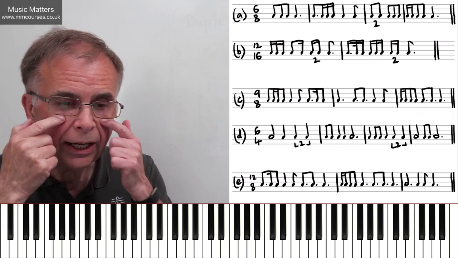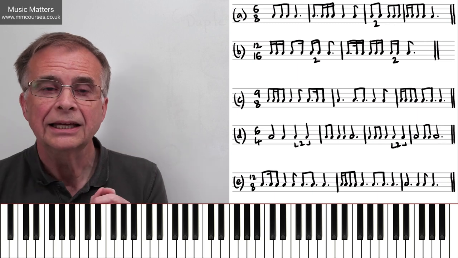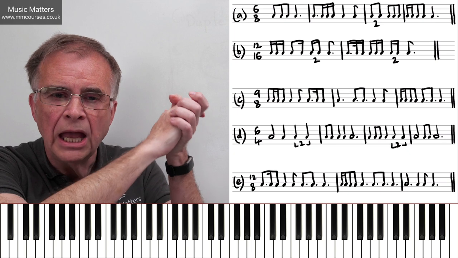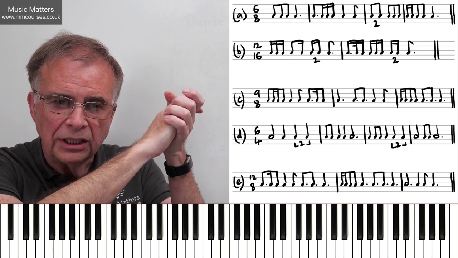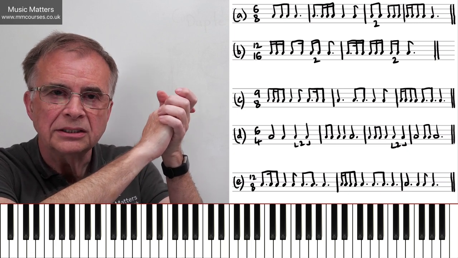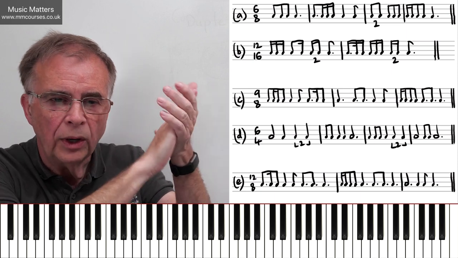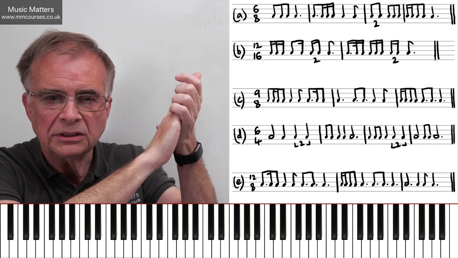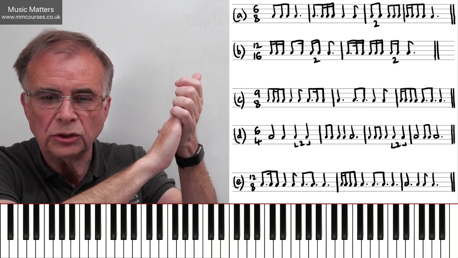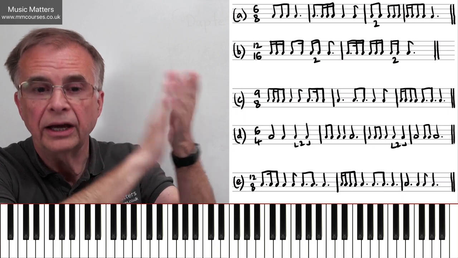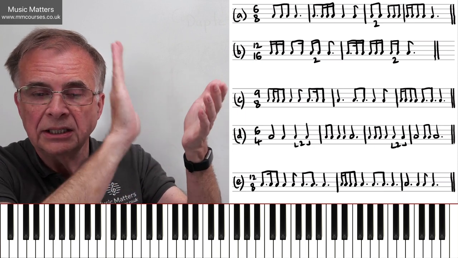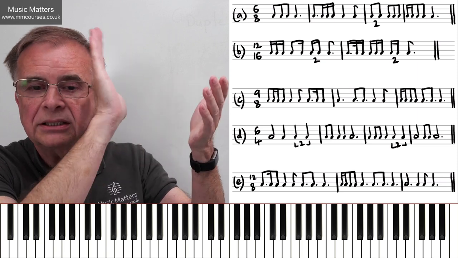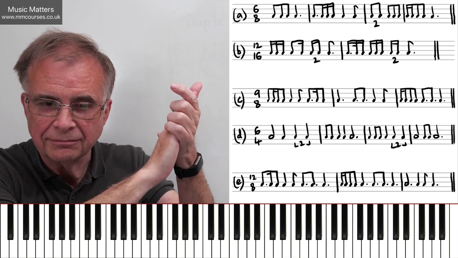Okay, well, let's see what happens if we clap rhythm C, counting 9 in each bar, each measure. Okay. 1, 2, 3, 4, 5, 6, 7, 8, 9. 1, 2, 1, 3, 4, 5, 6, 7, 8, and 9. 1, 2, 3, 4, 5, 6, 7, 8, 9. 1 and 2, 3, 4, 5, 6, 7, 8, 9.